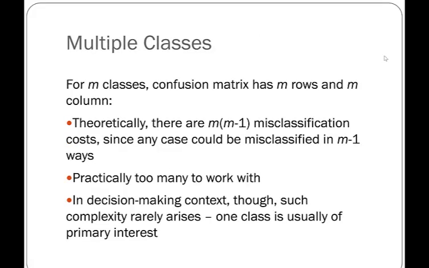So what happens when you have more than 2 classes? Well, it gets to be very messy very quickly because there are many misclassification costs, and usually that's going to be too many for us to work with, and that's actually okay most of the time because typically there's going to be one class that's really of interest, and so every other class qualifies as not being that class.